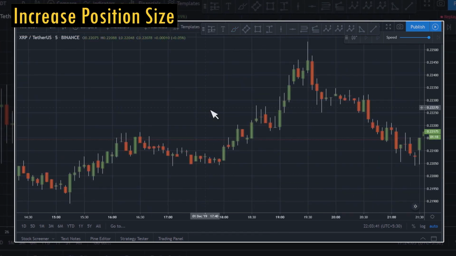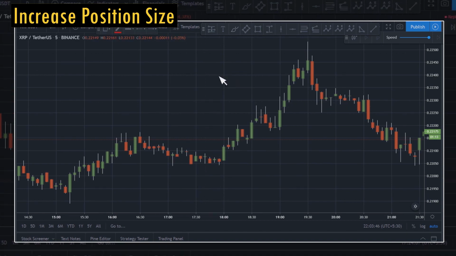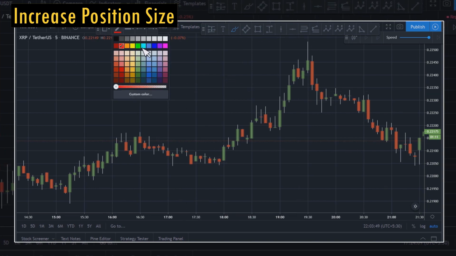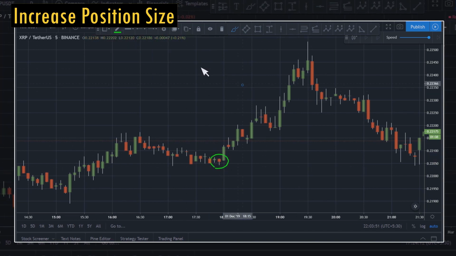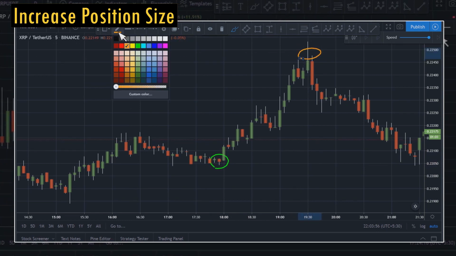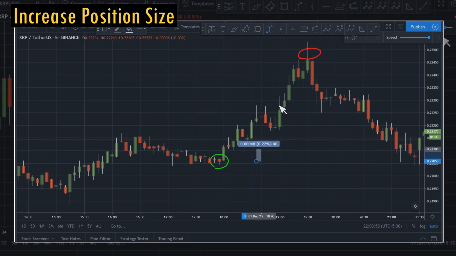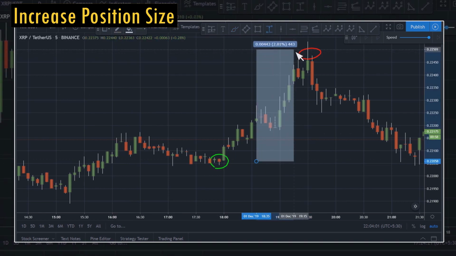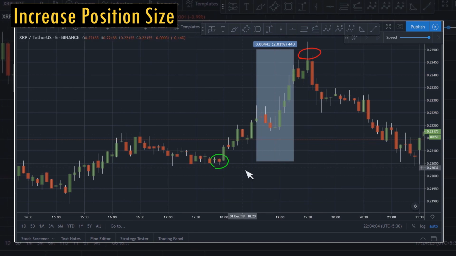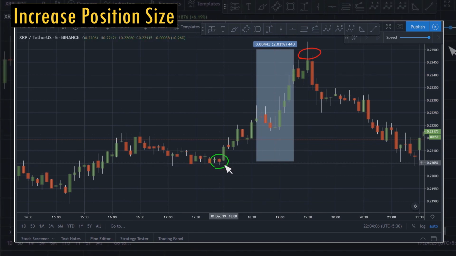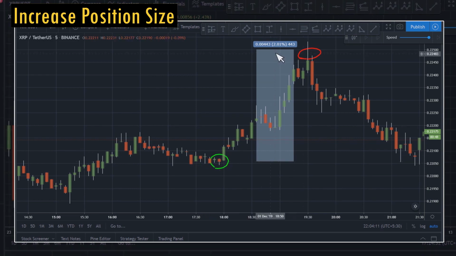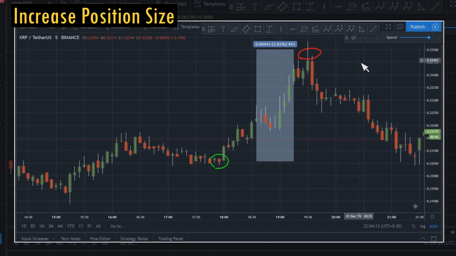Another advantage with margin trading is that you can trade with more money than what you have. Let's take this chart for example. Let's say you bought it here, and you sold it at this peak. Let's mark the price difference in red, and I think this is roughly 2%, right? Yeah, roughly 2%. Okay. So let's say you have $100 in your account, and you bought XRP at this price and sold it at this price. That's a 2% difference. So you would make 2% of $100, which is $2. So your profit would be $2.